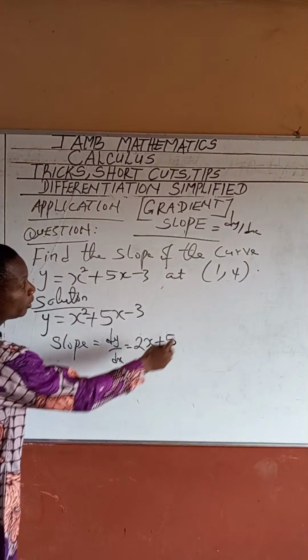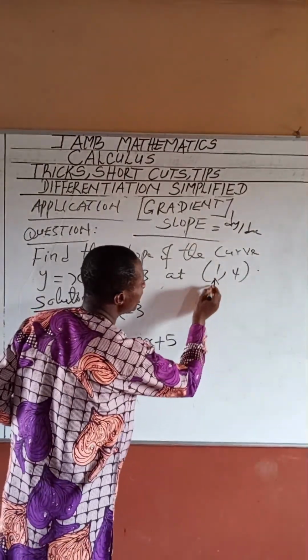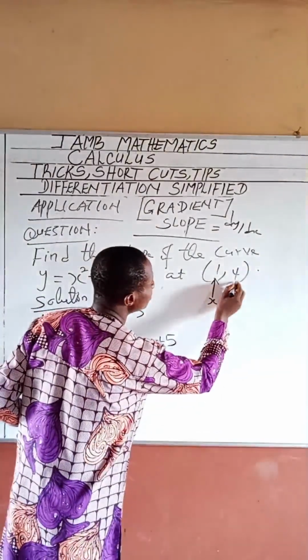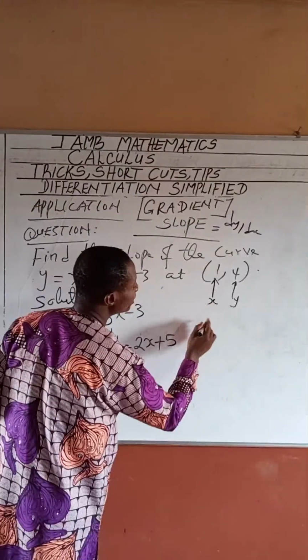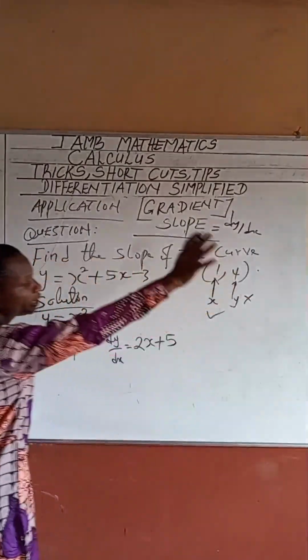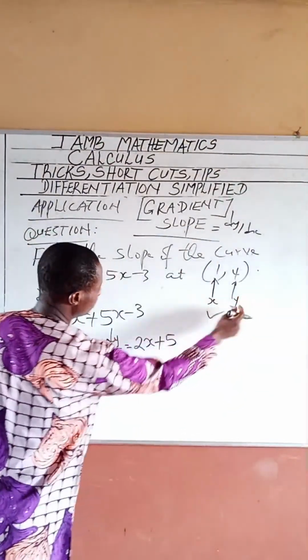So what is the slope? Just take the x value. Take this one and cancel this. We don't need the other one. Just take only this, all right? So that's what we need.